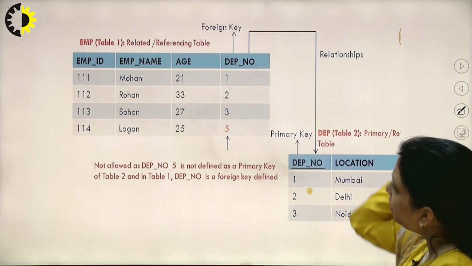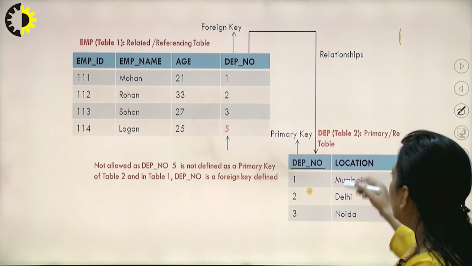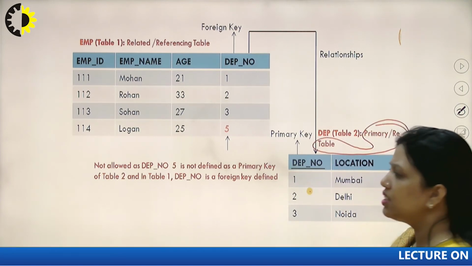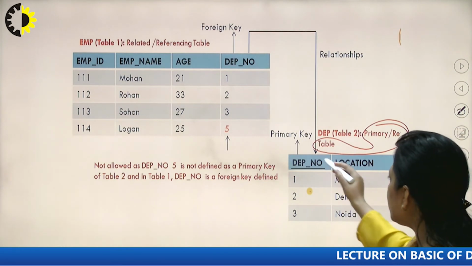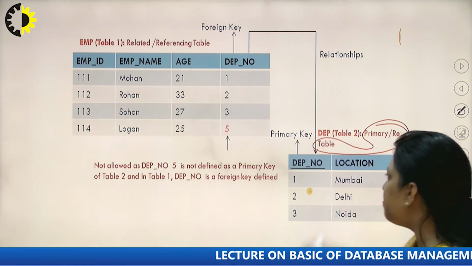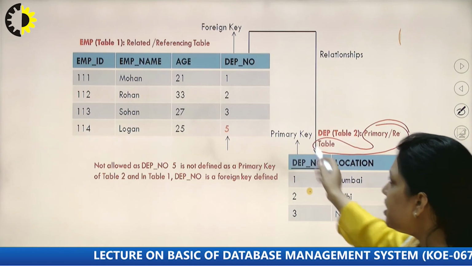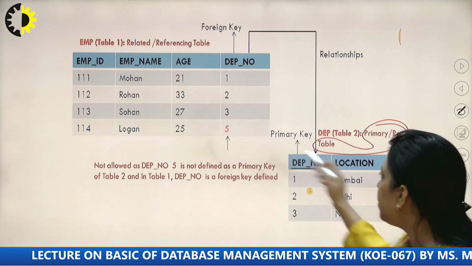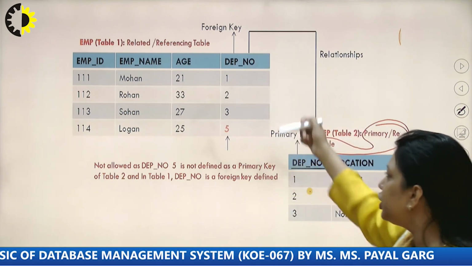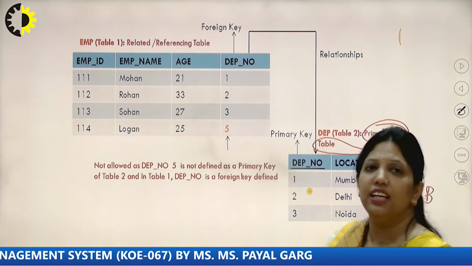This is an example. This is table 1 and this is table 2. This is our base table or the primary table, in which we have two attributes, the department number and the location, and we use the department number as a primary key. And we use this department number in table 1 as a foreign key, because this table is referencing that table. This is the referencing table or the related table, based on the primary key. So this department number acts as a foreign key in this table.